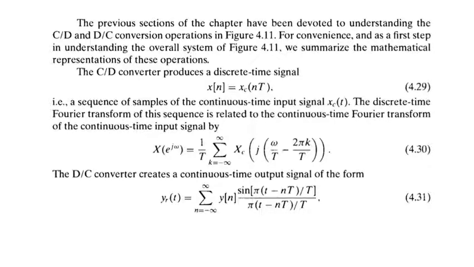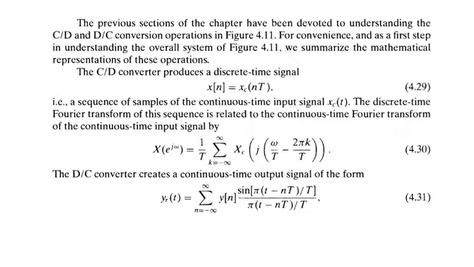In the previous slide, the overall system was a continuous time system because the input was continuous and the output was continuous. We were converting those inputs into discrete, then processing in discrete, and finally using the D to C reconstruction system to convert back into continuous time. In the previous section we have seen that the C to D converter produces a discrete time signal. As you can see, the relationship is given in 4.29, that x of n is equal to xc of nT. This is a sampling process in time domain.